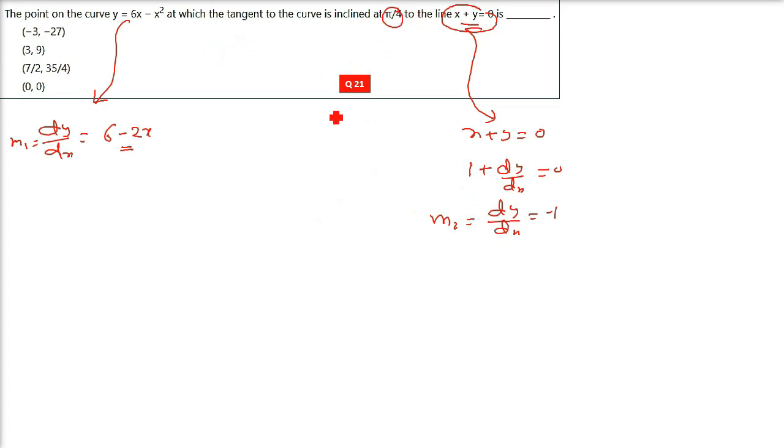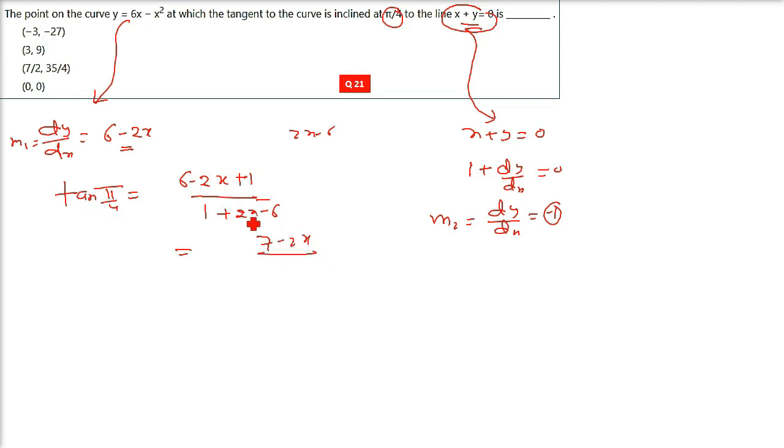as pi by 4. That is, tan theta, which is tan pi by 4 in this case, already given in the question, is (6 minus 2x minus (-1)), that is, this is plus 1, divided by 1 plus m1 into m2. 1 plus (6 minus 2x) into -1, which is 2x minus 6. You can write it because -1 multiplied means all the signs will change. So this is going to be (7 minus 2x) divided by (2x minus 5). So this is equal to tan pi by 4.